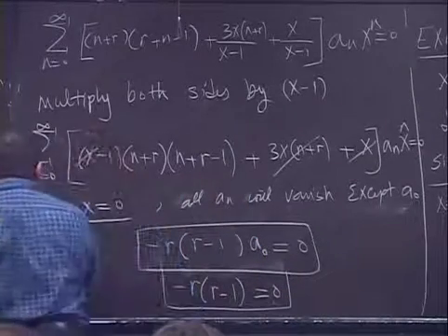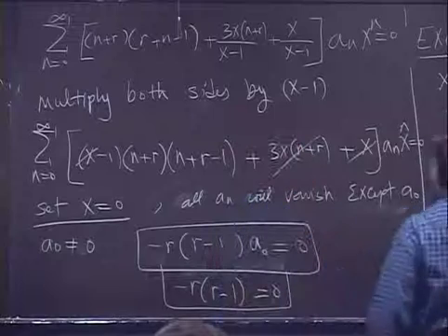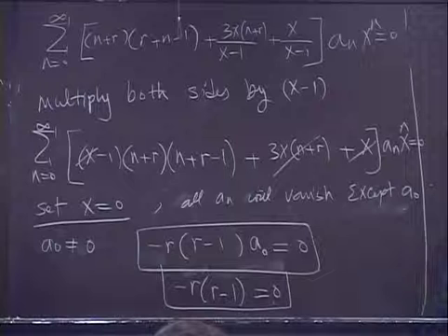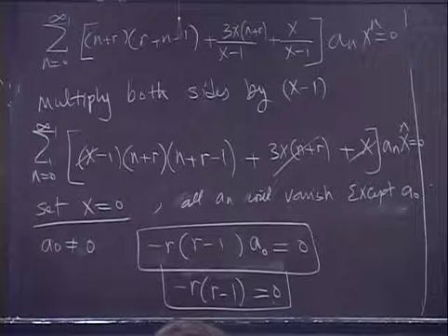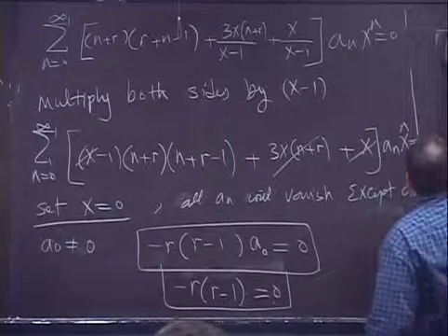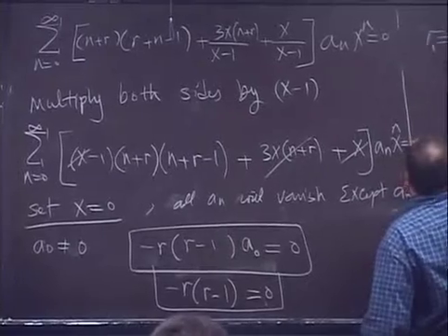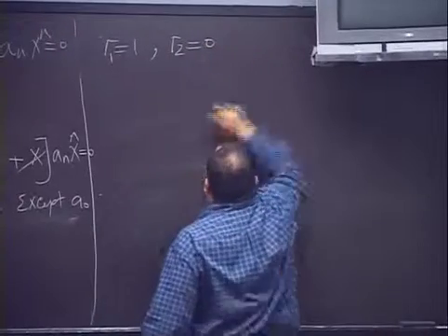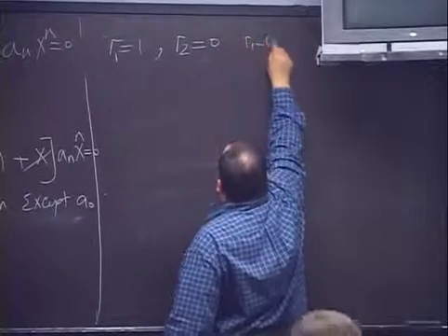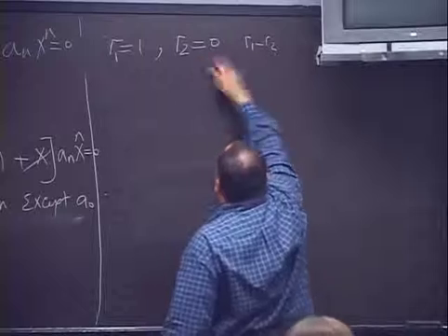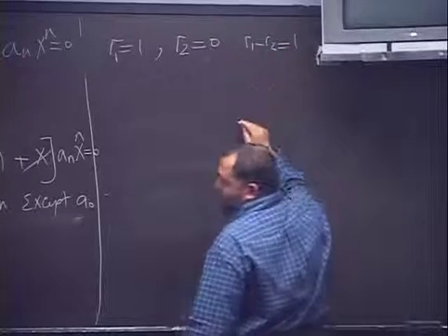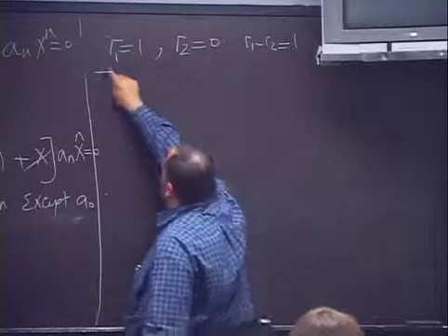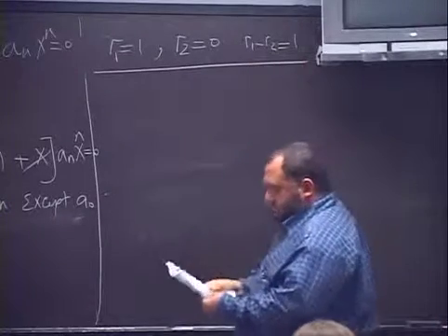So what are the solutions for this equation? r equals 1 and r equals 0. So we have r1 equal to 1 and r2 equal to 0. And what's the difference between r1 and r2? r1 is greater than r2, and the difference is equal to 1, and this is an integer, and this is the case that we are studying.